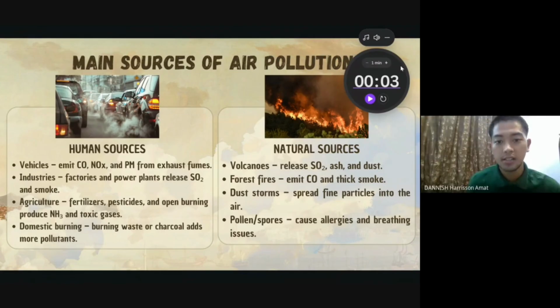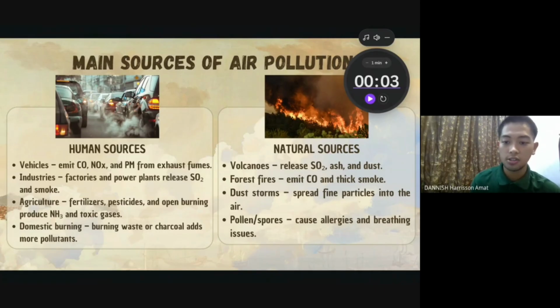There are two main sources of air pollution. One is human sources, where vehicles emit carbon dioxide and nitrogen oxide from exhaust fumes. Industry, factories and power plants release sulfur oxide and smoke. Agriculture, fertilizer, pesticide and open burning produce nitrate, hydrogen and toxic gases. Domestic burning of waste or charcoal adds more pollutants.